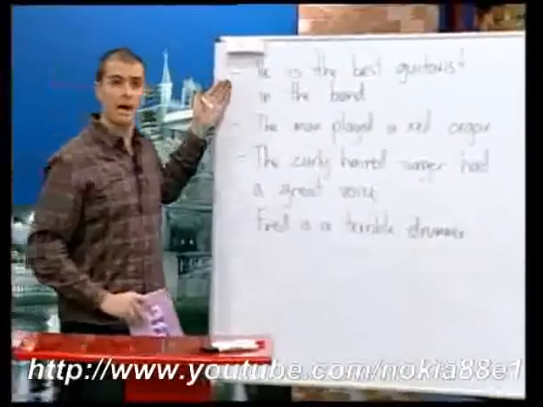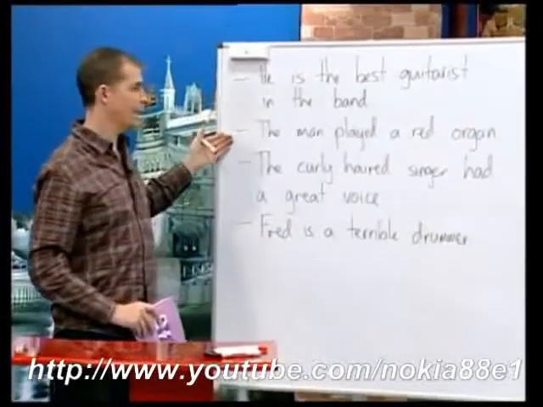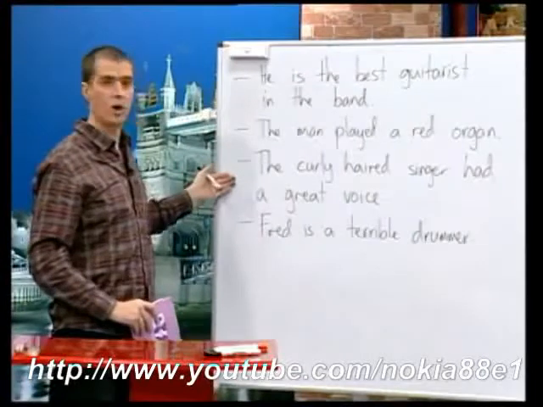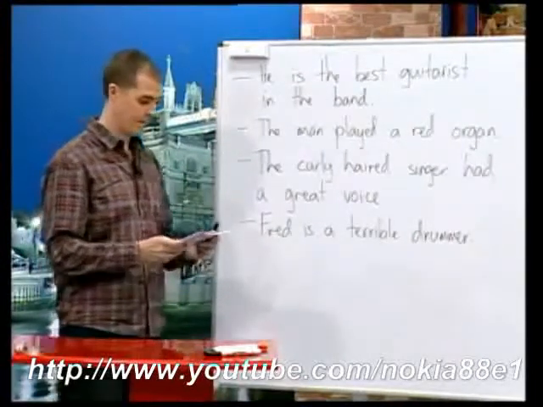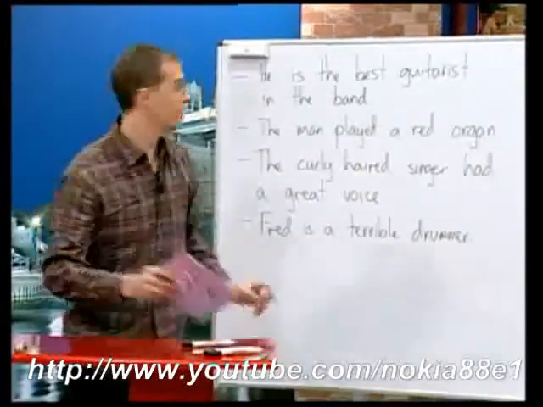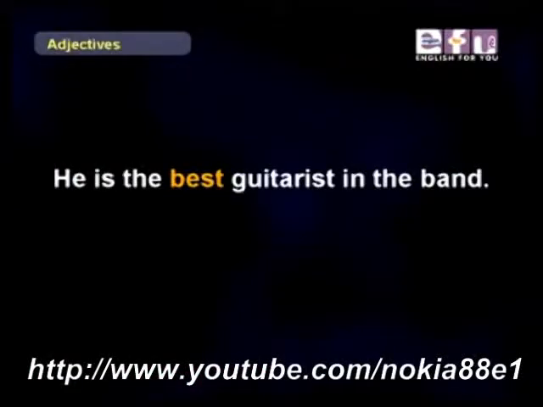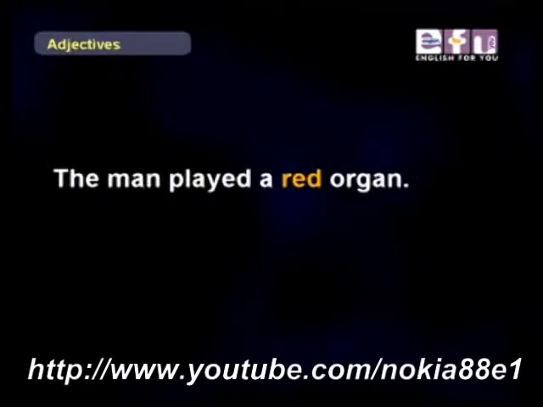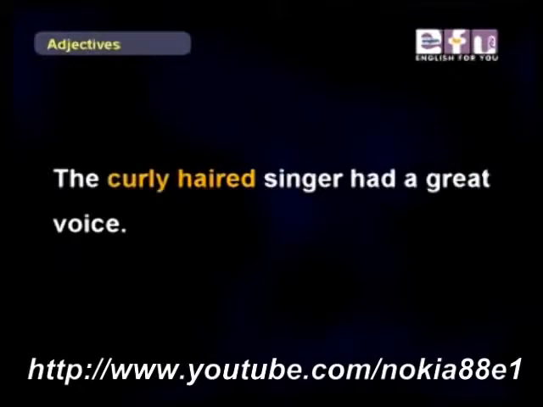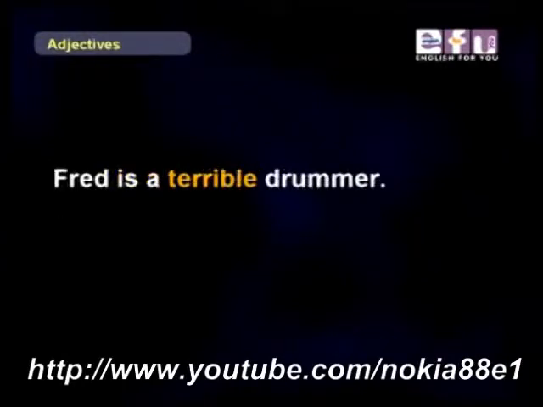He is the best guitarist in the band. The man played a red organ. The curly-haired singer had a great voice. Fred is a terrible drummer. In the first sentence, best is the adjective. In the second sentence, red is the adjective. In the third sentence, curly-haired is the adjective. And finally, in the fourth sentence, terrible is the adjective.